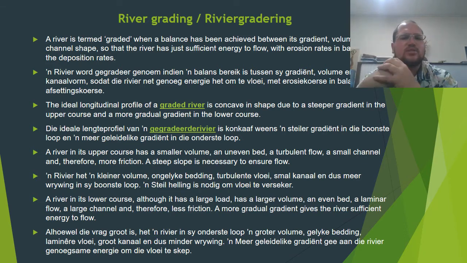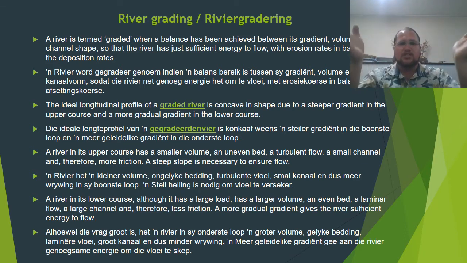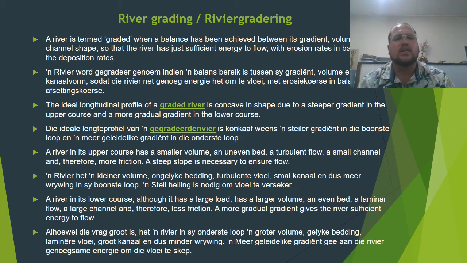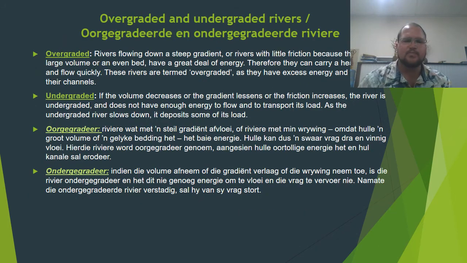The ideal longitudinal profile of a graded river is concave in shape due to the steeper gradient in the upper course and more gradual gradient in the lower course. A river in its upper course has smaller volume, an uneven bed and turbulent flow. Turbulent flow contributes to the river losing energy. If it's smooth sailing, the water will flow easily and there's less energy needed for it to flow.